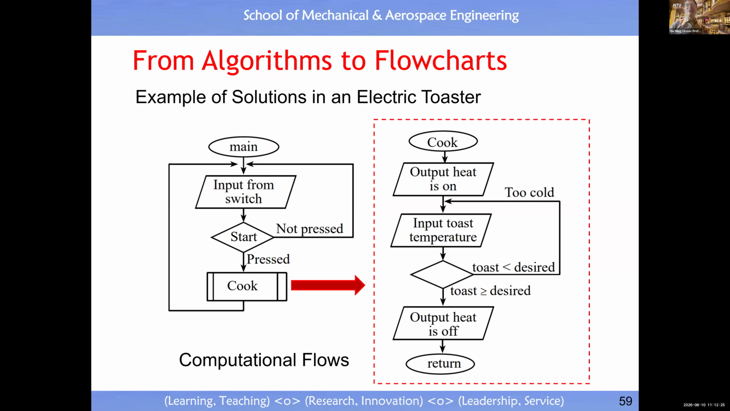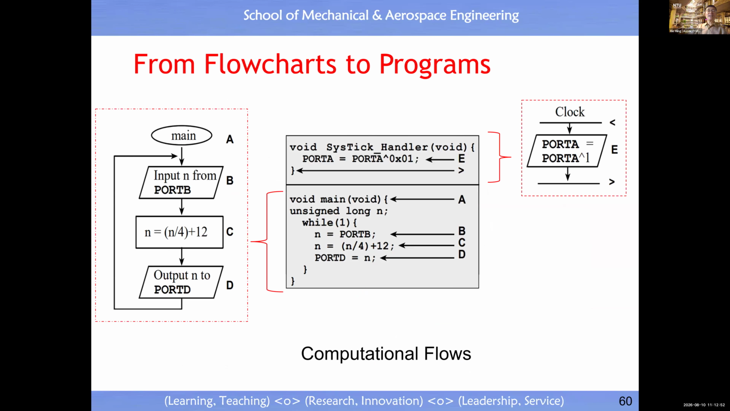Output heat is on, then input toast temperature. And if the temperature is lower than the desired value, then continue, right? Continue to heat. If the temperature reaches the desired toast temperature, it means this, right? Then stop, okay, then output the toast, right? Okay, the bread. So you see the data flow sequence, okay?